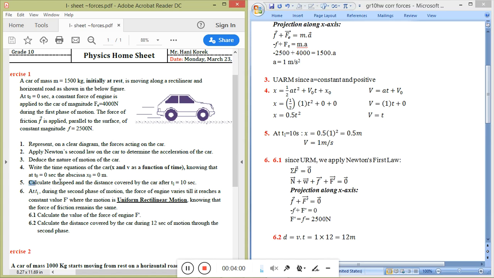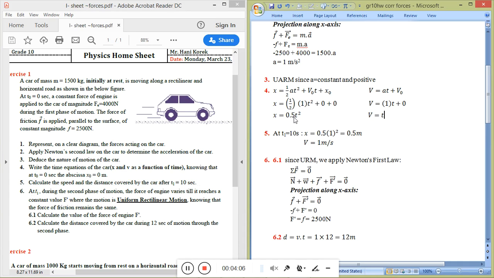Part 5, calculate the speed and the distance covered by the car after 10 seconds. So just substitute in these two equations time 10 seconds. So 0.5 times 100, which is 50 meters. And the velocity v equals t, which is v equals 10 meters per second.